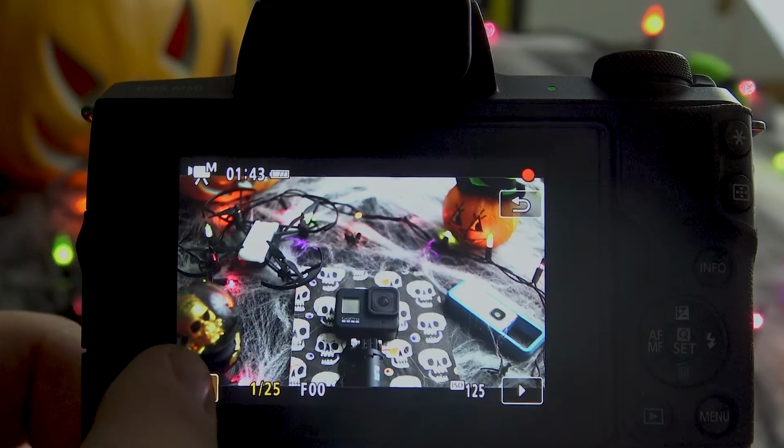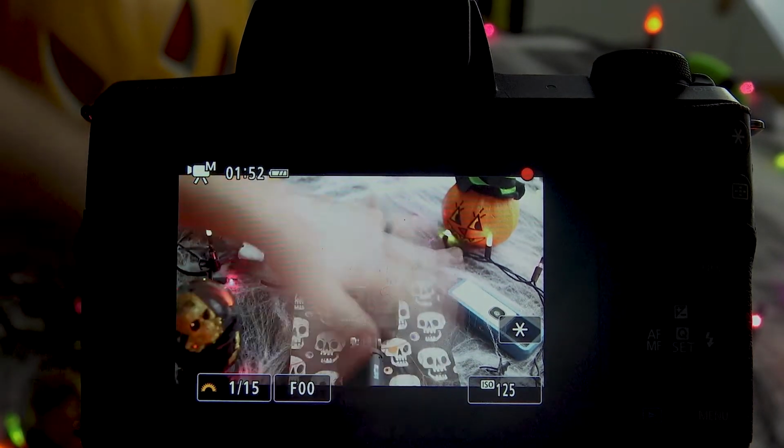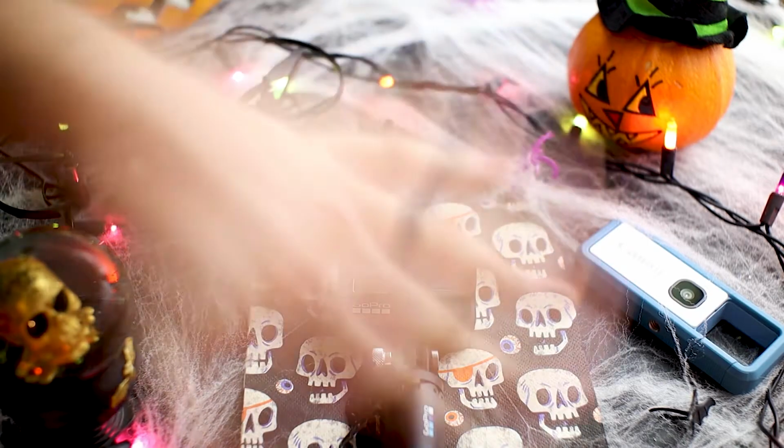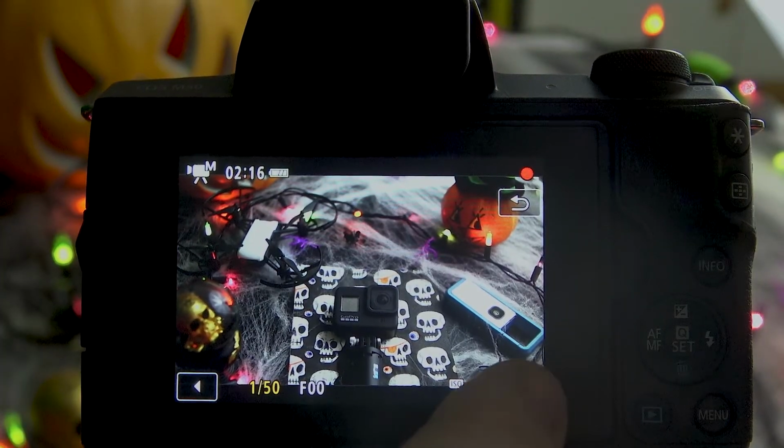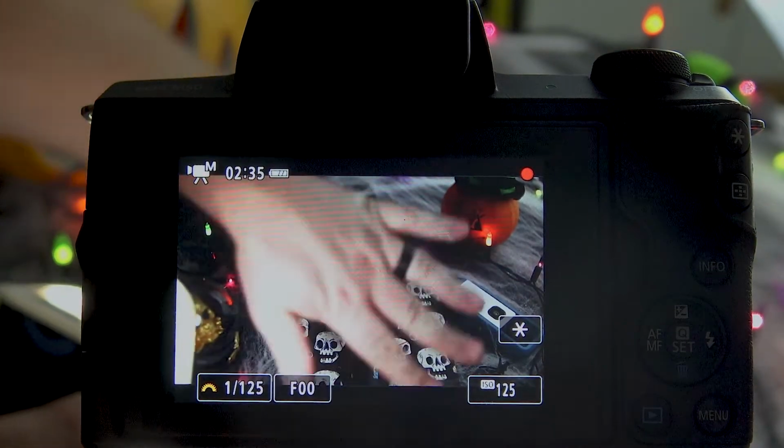So as I decrease my shutter speed to 1/15th of a second, you can see that the motion blur increases significantly. And in conjunction with that, the exposure in the scene became much brighter. Now if we crank up our shutter speed to something like 1/25th of a second, you can see that the exposure in the scene becomes much darker. So I'm going to pull out my light for this one, but you can see when I wave my hand through the frame that there is no motion blur.